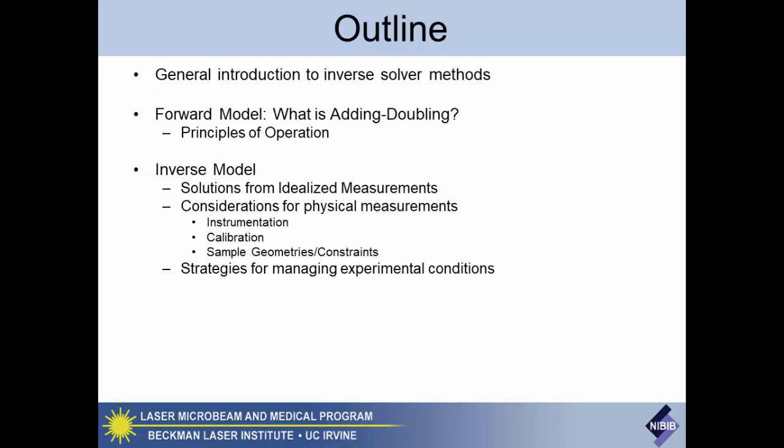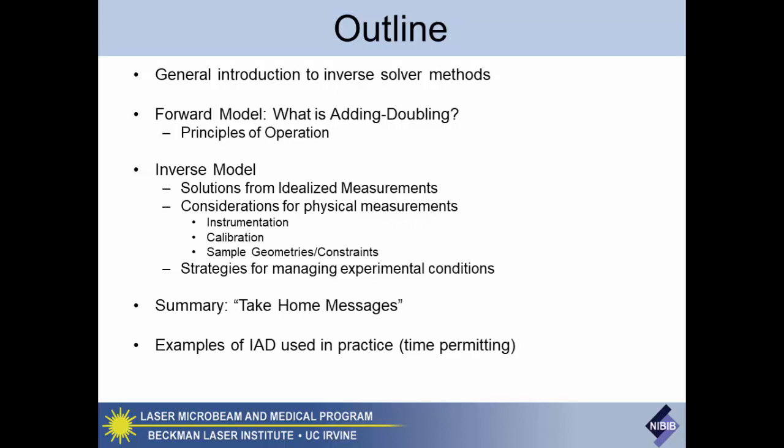What kind of calibration do you need to actually get back to this idealized case? And some considerations on sample geometry and constraints. What would be the range of samples that you could actually measure with this? And then some strategies for managing the experimental conditions. Then we leave with some take-home messages, and if time permits, go through some examples of how we've actually used this technique here at BLI to do some basic research. And then any discussion in conclusion there.